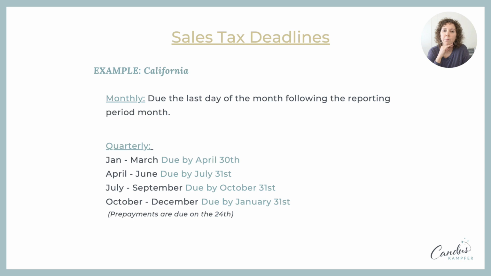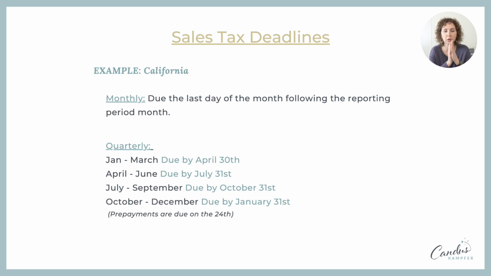Sales tax. Every state's going to be different. I'm going to give you an example of California. You could be what's called a monthly depositor. So the last day of the month typically, and you usually do your prepayments on the 24th. The form is due by the end of the month, but you usually do your prepayments before that. And they'll mail you the data.